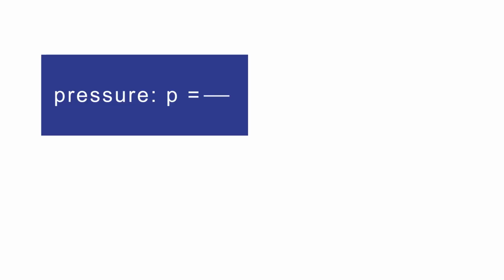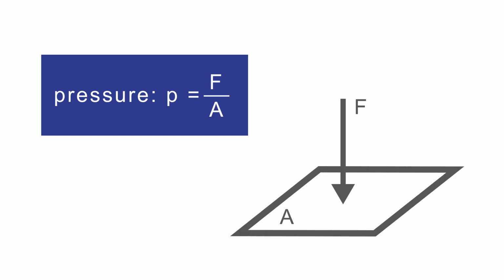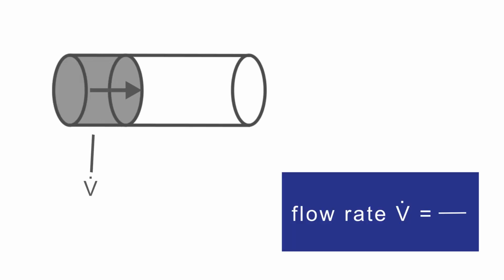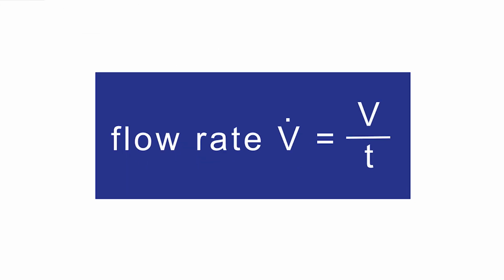Pressure, P, is force, F, divided by the area, A, with force acting vertically on a surface. The flow rate indicates how much volume, V, of a medium is transported per time interval, small t. In other words, volume divided by time.